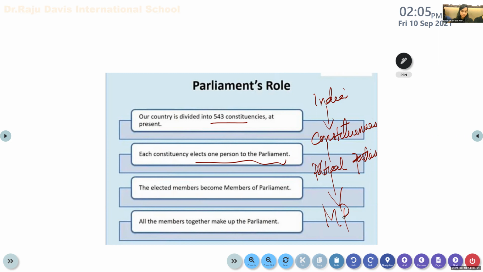That means we are electing these people. These are the elected representatives of India, chosen by the people. These elected members decide the laws for the country. So we get a chance to be involved in the decision-making process because these people were elected by ourselves, right? Yes, ma'am. Okay.